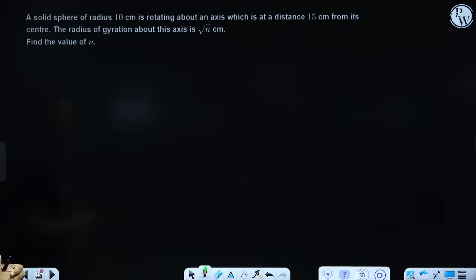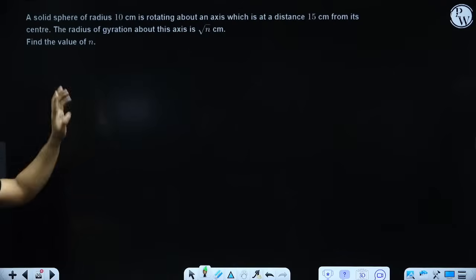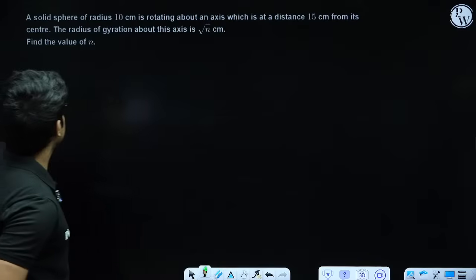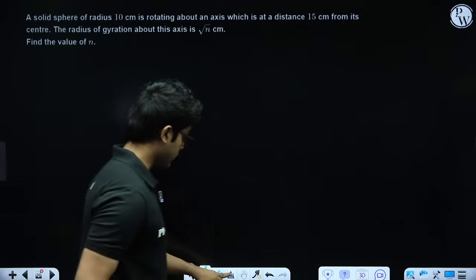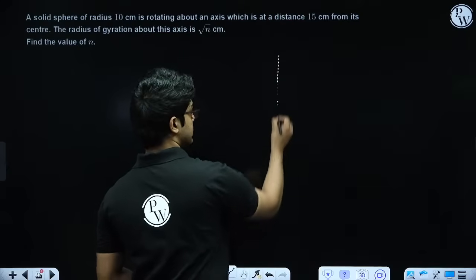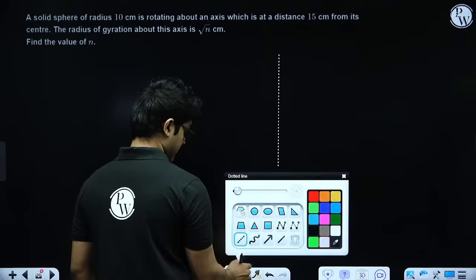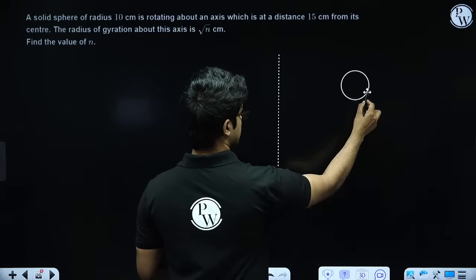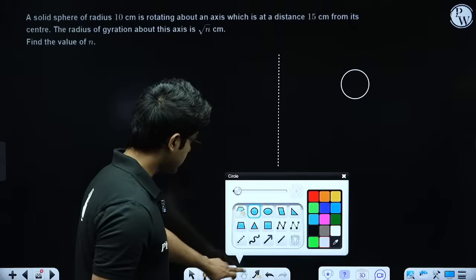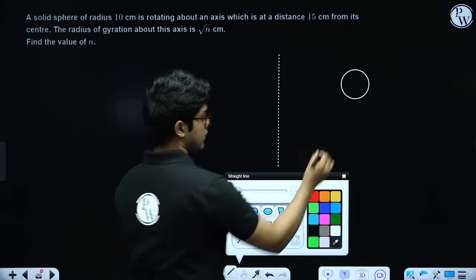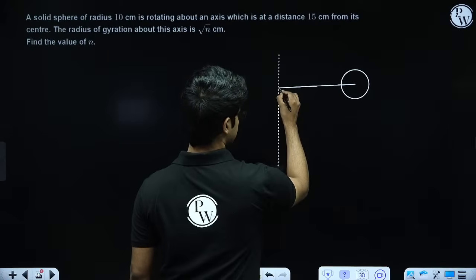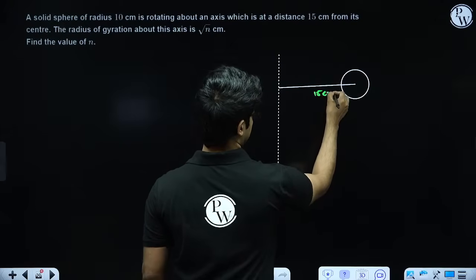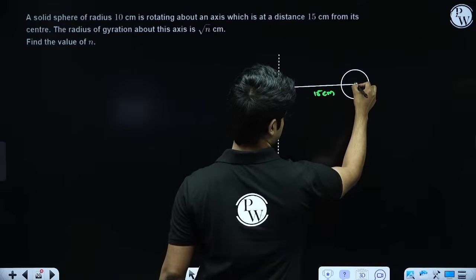All right, so now we have a solid sphere whose radius is 10 centimeters and it is rotating about an axis which is at a distance of 15 centimeters from the center. The situation is something like this. We have the axis like this and the sphere is over here. The center of the sphere is at a distance of 15 centimeters from this axis and the radius of the sphere is given to be 10 centimeters.